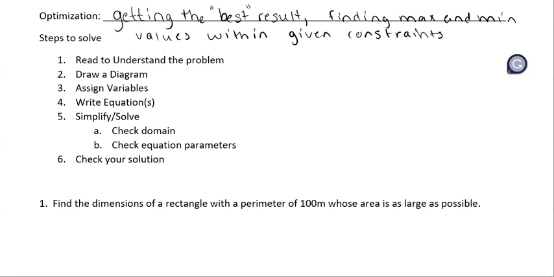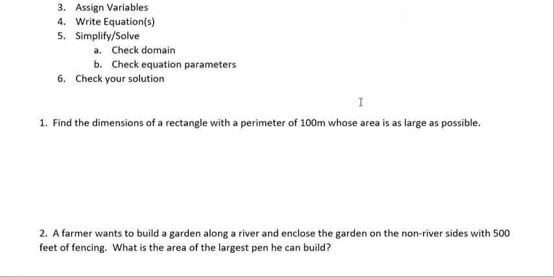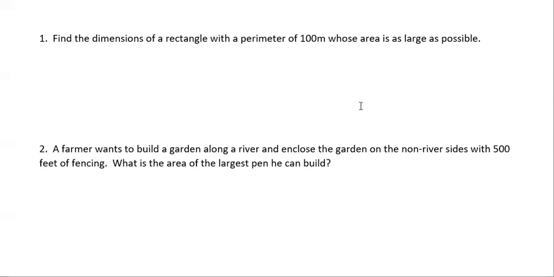So let's try this. Let's see if we can work through this optimization question to understand what we are trying to find. So here we go. Find the dimensions of a rectangle with a perimeter of 100 meters whose area is as large as possible.